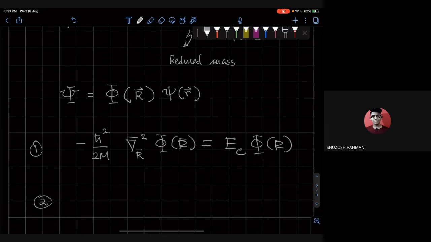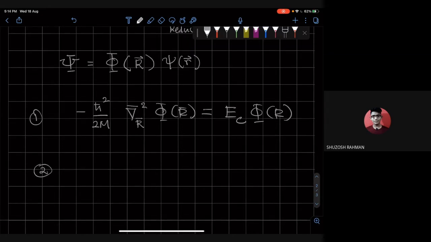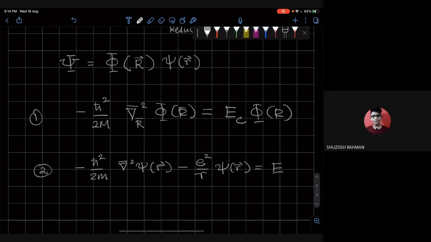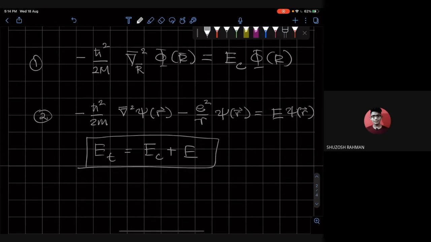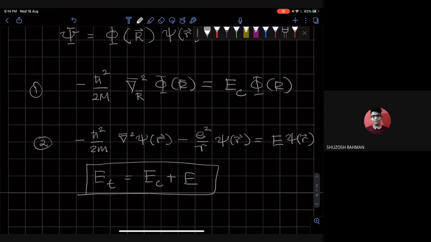And the other equation is simply minus h squared by 2 small m, del squared small psi, which is a function of r, small r, minus e squared by small r, function of r, small r, is equal to E phi of r, okay? And E total is related to E_C plus E in this way, okay? So, you can show this very easily.